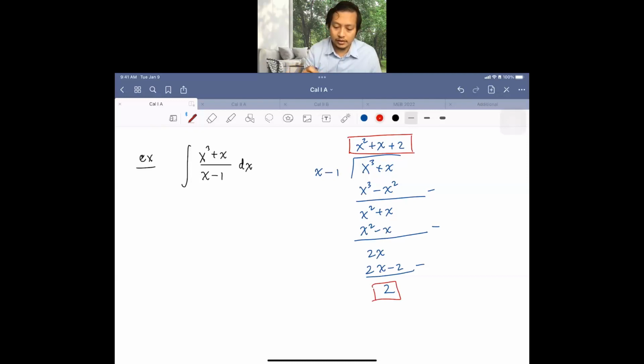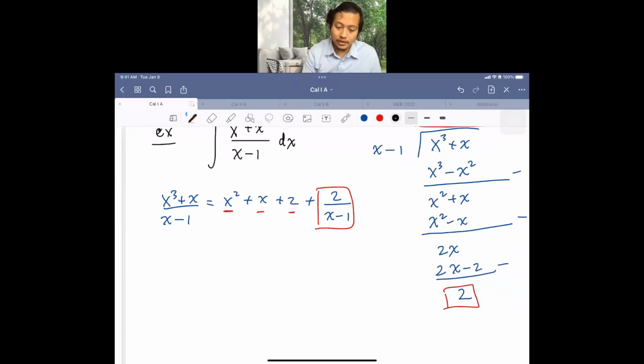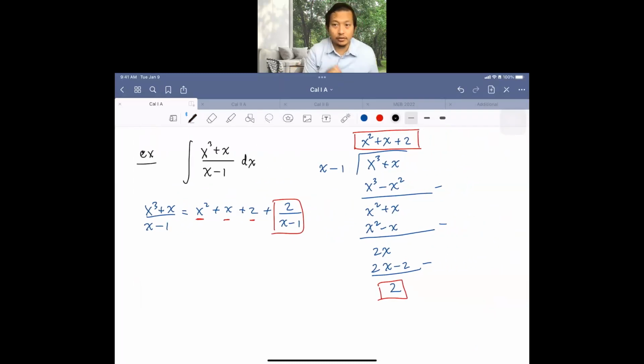Now we can write this fraction as x squared plus x plus 2 plus 2 over x minus 1. And of course, if we take the integrals, it will be easy, right? We can integrate each one of these, and we can integrate the last one as ln. So we can solve this by taking the big fraction into small, separate components, right?